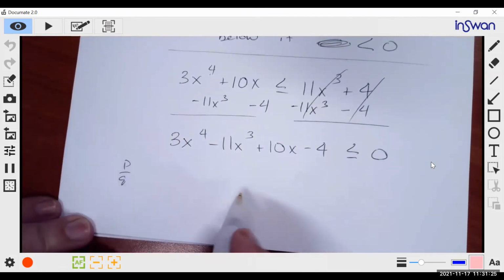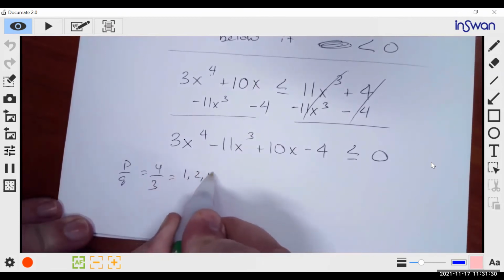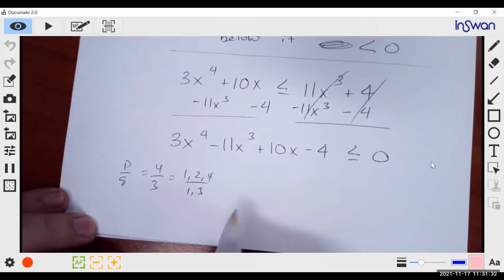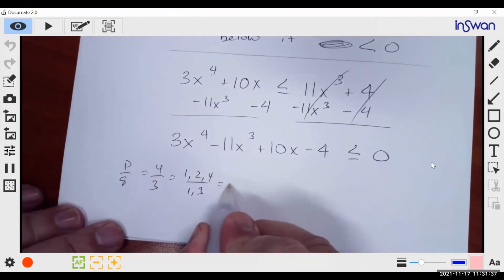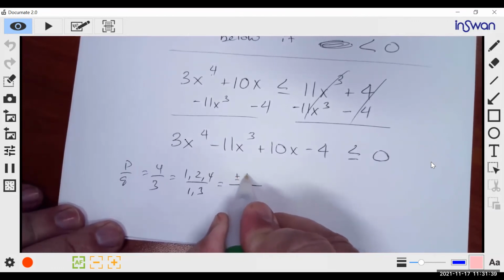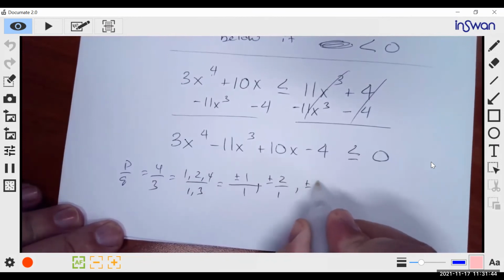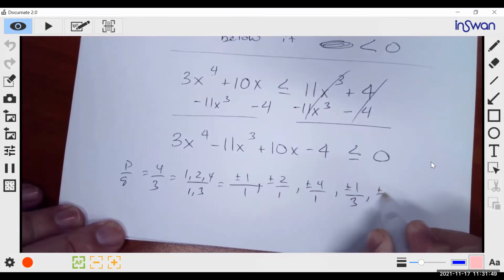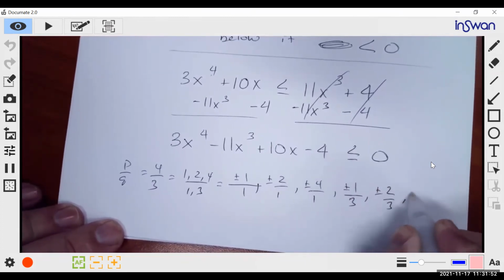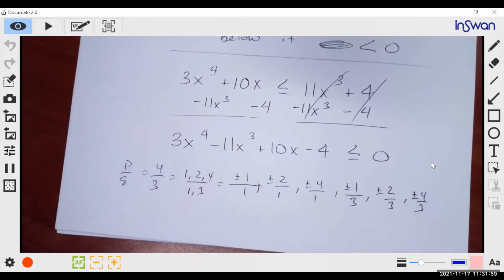You have to first find the possible zeros. 1, 2, 4, 1, and 3. And we're not going to work it out, but this will set it up. We'll look at positive negative 1 over 1, positive negative 2 over 1, positive negative 4 over 1, 1 over 3, 2 over 3, 4 over 3. So these help us find our critical values.